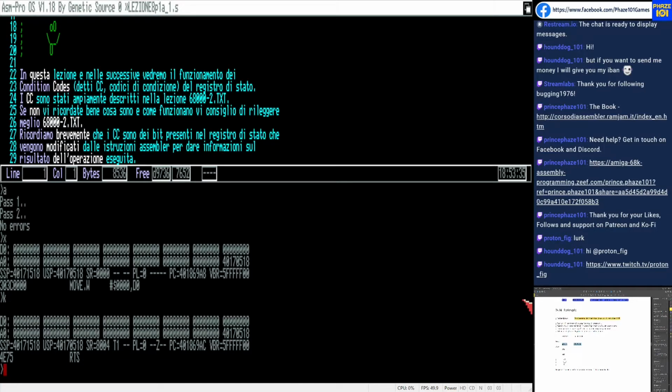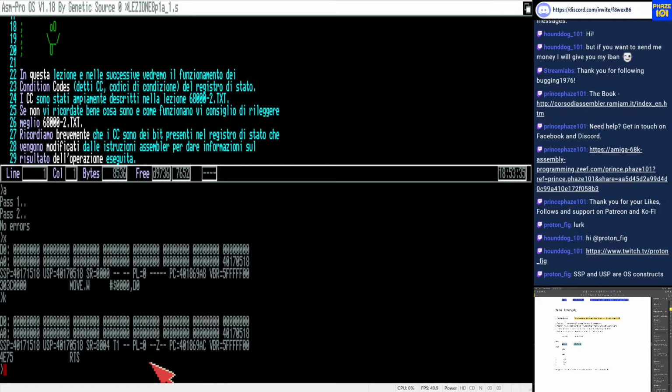Because we moved 0 into D0, the Z flag is on. So note, we have the Z flag symbol on to indicate that the Z flag was set and it was enabled. We can make decisions based on that.